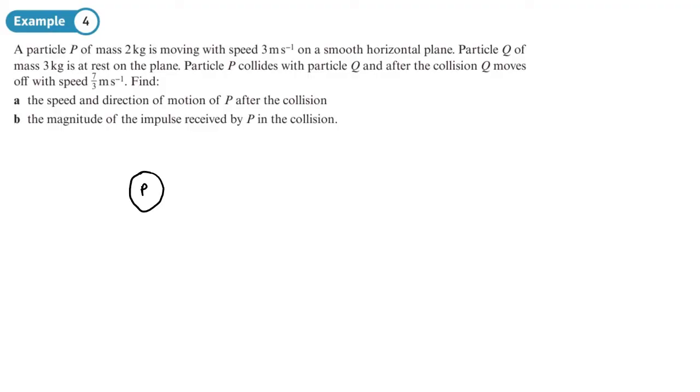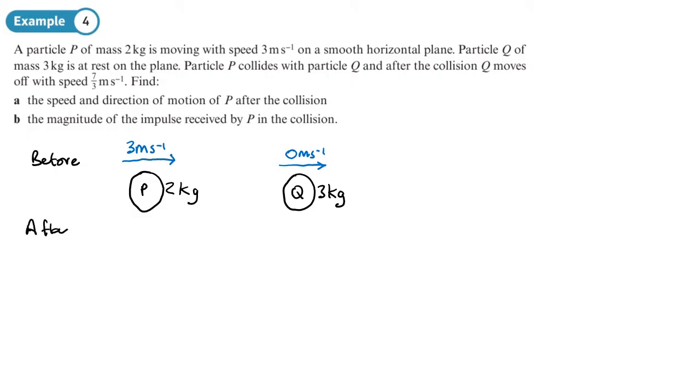So this is P, which is 2 kg. This is Q, which is 3 kg. Now before the collision, P is moving towards Q, it doesn't say so, but it must be if they collide. And Q is at rest, so we'll put 0 meters per second here. After the collision, so let me just write down before at the top. We normally do it this way, and then after at the bottom.